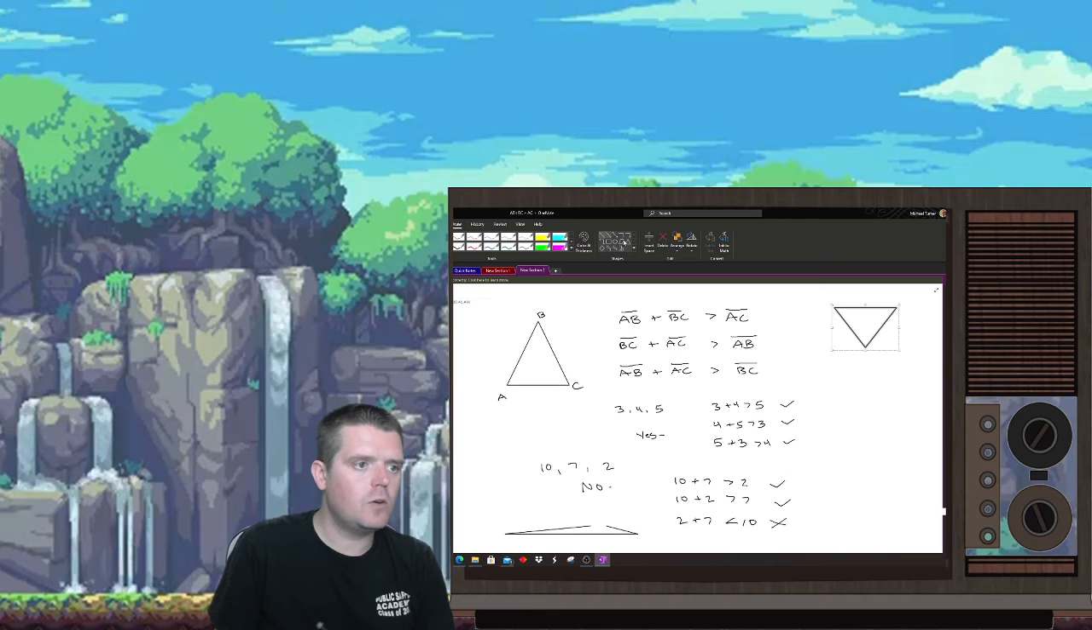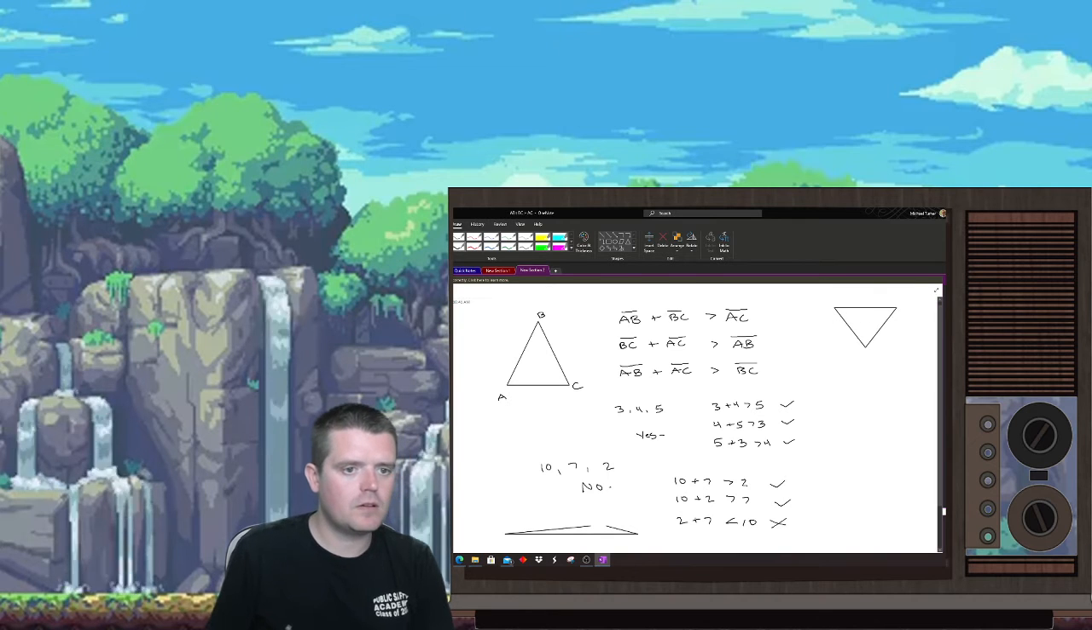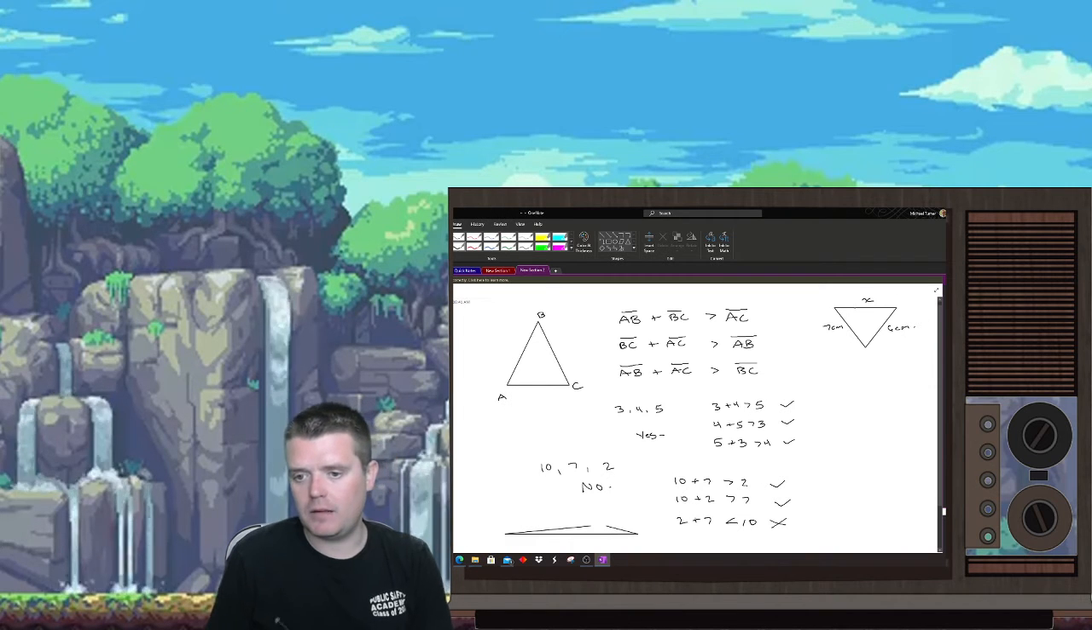Let's say I give you one side is 7 centimeters. Let's say the other is 6 centimeters. So the question is, what can this third side be? We're not going by the diagram. We're going by just the given information.